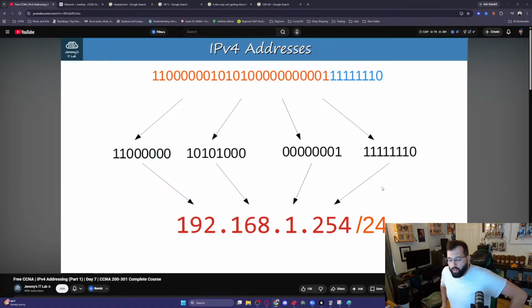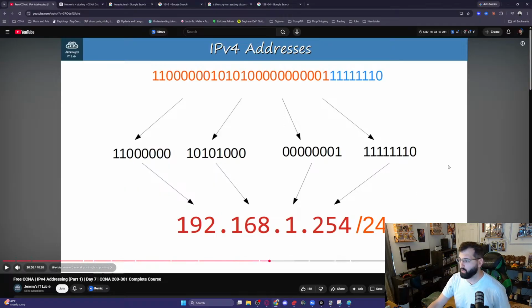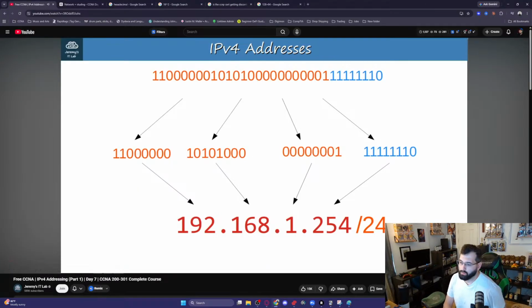So anyway, let's continue on. The first 24 bits is equal to the first 3 octets, because 8 plus 8 plus 8 equals 24. So 192.168.1 is the network portion of the address, and 254 is the host portion.